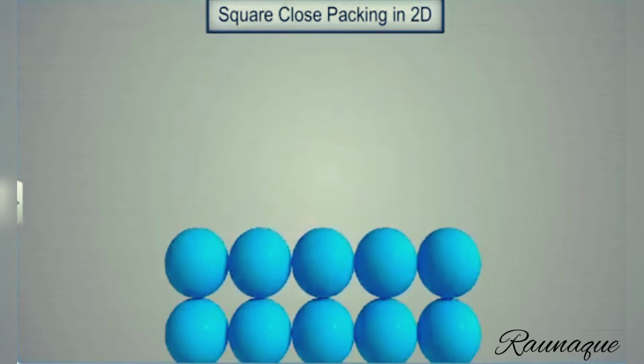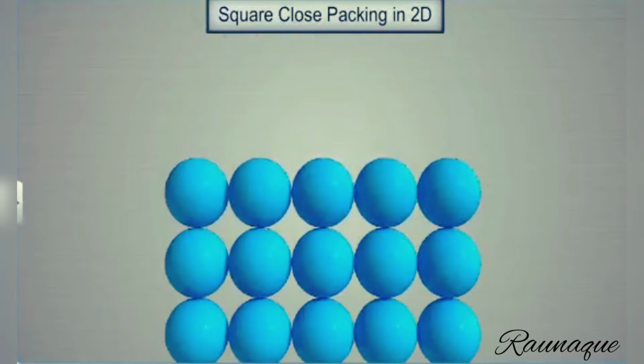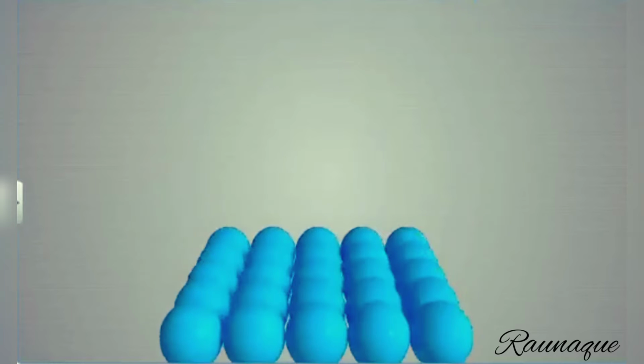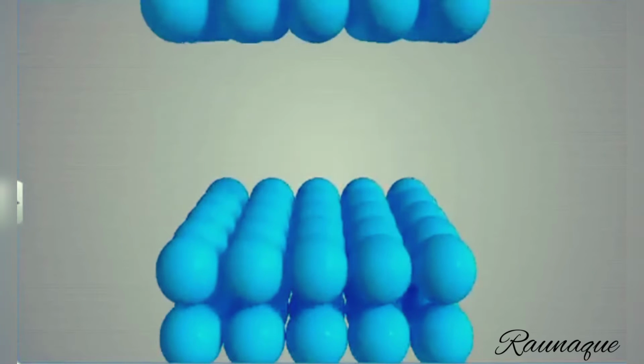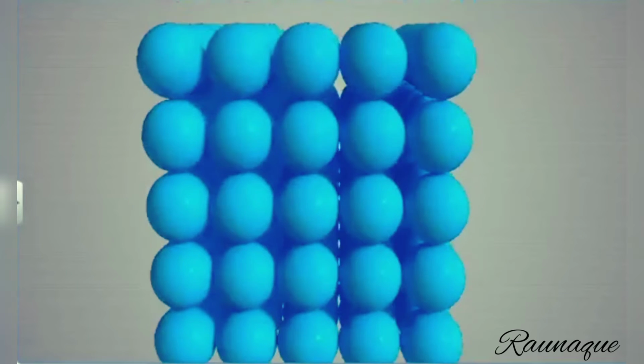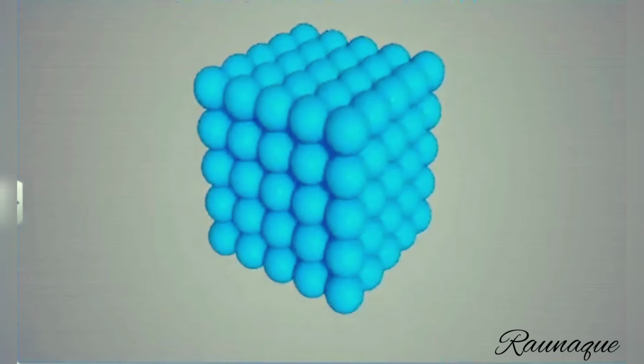Let's first study 3-dimensional close packing from 2-dimensional square close packing. In order to build a 3-dimensional structure, it is easier to stack 2-dimensional square close-packed planes one above the other. As you can see, the spheres are aligned horizontally as well as vertically.